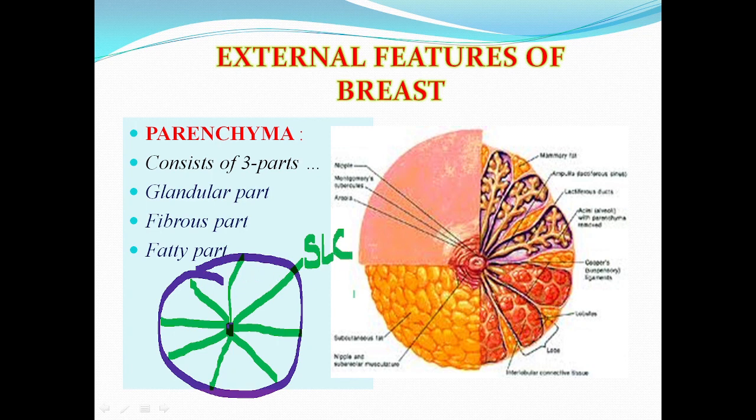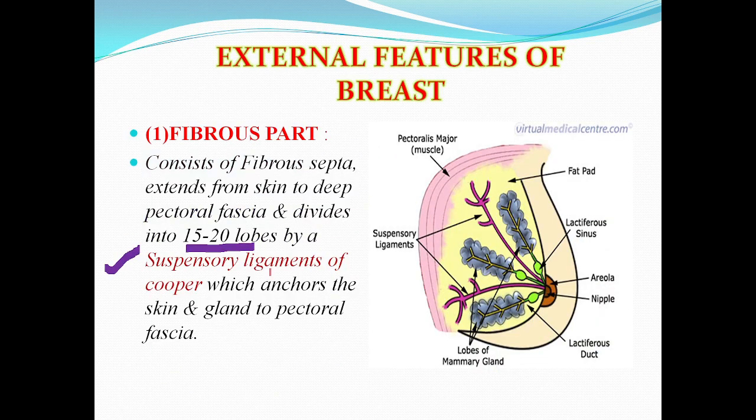Now I have got one lobe. How many lobes are you going to have? Try to remember: 1, 2, 3, 4, 5, 6, 7, 8. How many lobes should you have? 15 to 20 lobes. So 15 to 20 lobes are formed by the fibrous septa, that is, the suspensory ligament of Cooper, which has divided the mammary gland into this one lobe, second lobe, third lobe, fourth, fifth, sixth, seventh, eighth, ninth, tenth, 11th. Likewise we divide them into lobes by the suspensory ligament of Cooper, which extends from where? From the outermost skin, from the skin level. Try to see this pinkish shaded area.